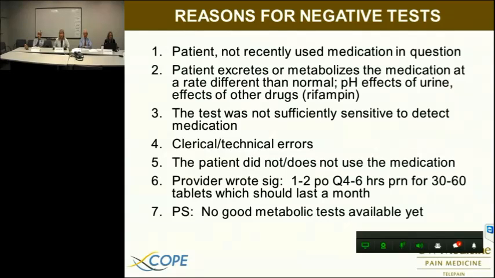Patient didn't use the medication, and here's something that we need to think about, and that is what is on the SIG. I see repeatedly it's 1 to 2 PO q4 to 6 hours PRN, and those are the safety numbers. But if you give somebody 60 tablets and you only want to refill it in a month, it should also say max 2 tablets a day, or better, it should say no more than 4 hours apart, or no closer than 4 hours apart, and no more than 2 tablets a day. Put what you mean. And there may not be, for some substances, a good metabolic test yet available.